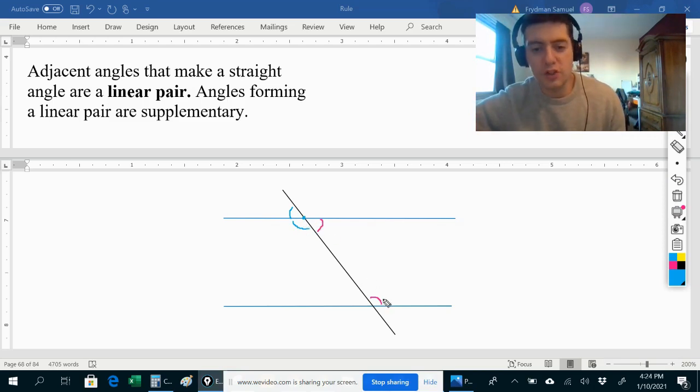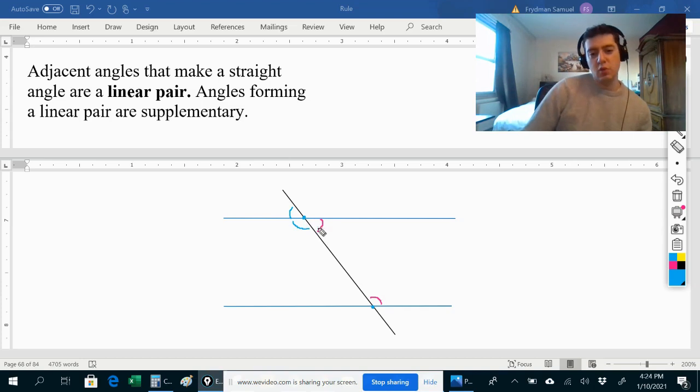Whereas these two angles do not share a common... I'm sorry, they do actually share a common side. So this angle has this as one of its sides, and this angle also has this as one of its sides, but they don't share a common vertex. Okay, this would be the vertex for this angle, and this would be the vertex for this angle. So these would not be considered to be adjacent.